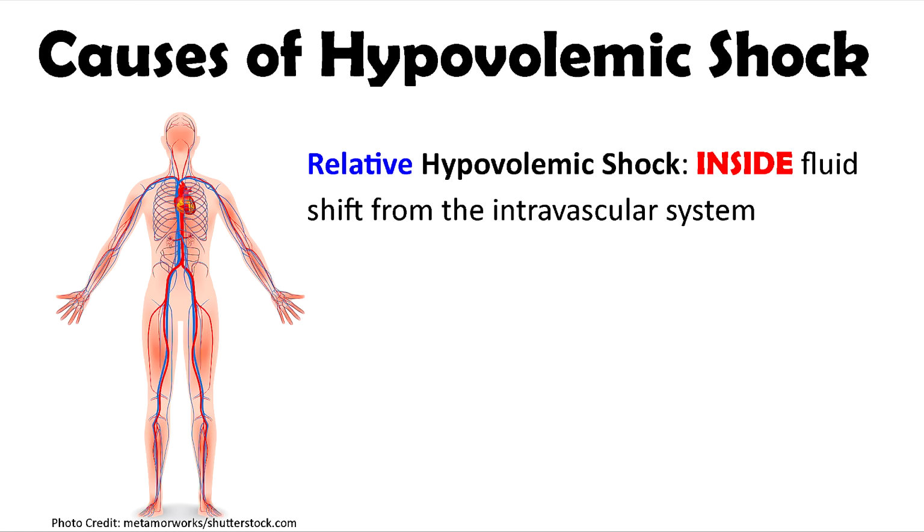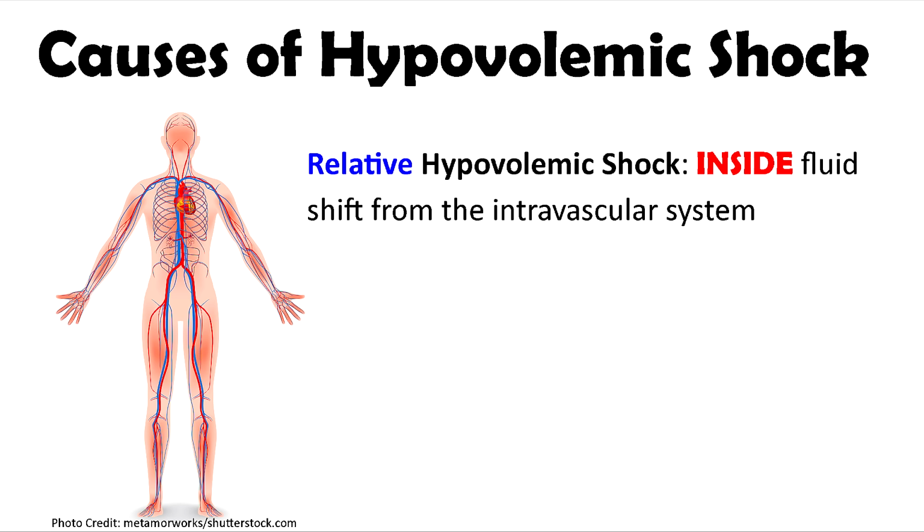Now let's talk about the causes of hypovolemic shock. So what can lead to a loss of fluid in the intravascular system? Well, any conditions that really cause fluid to leave the body externally, like there's some type of major injury, so that person is just outwardly bleeding, or there is some type of inside shift of fluid leaving that intravascular space. So let's talk about the 2 types of hypovolemic shock.